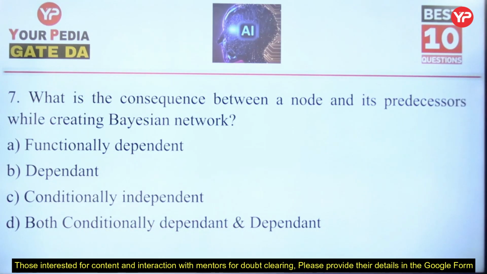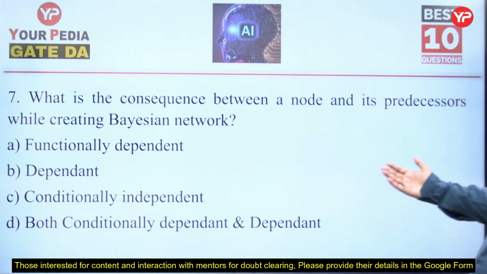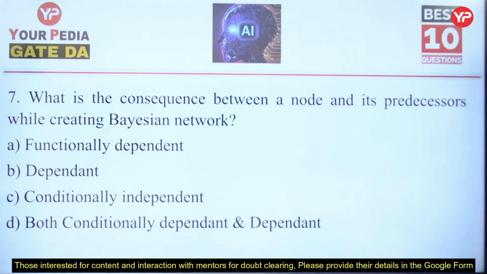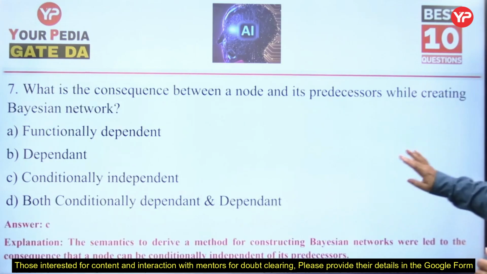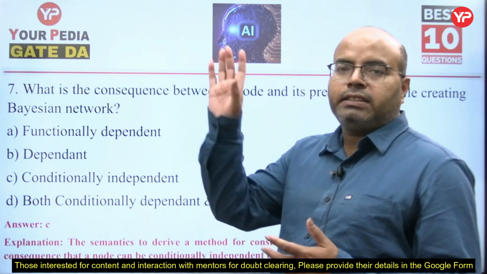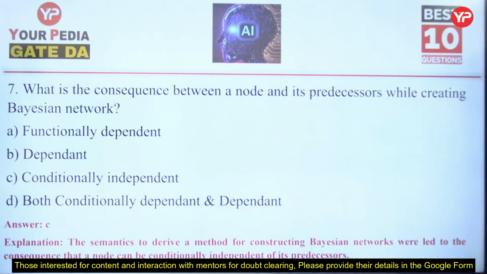What is the consequence between a node and its predecessors while creating a Bayesian network? Of course, the options are conditionally dependent, functionally dependent, dependent, conditionally independent, both conditionally dependent and dependent. So the answer is C, conditionally independent. A node is not in any way affected by its predecessors. That's what it's trying to say. Once the arrow has come down, it's conditionally independent.